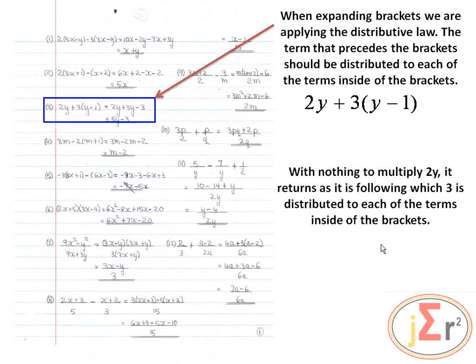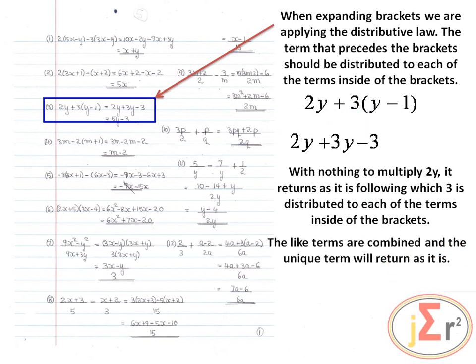With nothing to multiply 2y, it returns as it is, following which 3 is distributed to each of the terms inside of the brackets. 2y will return, and that 3 multiplies y, and that 3 multiplies negative 1. Always be mindful of the sign, and that will give us a negative 3.